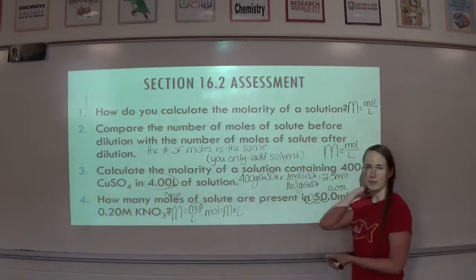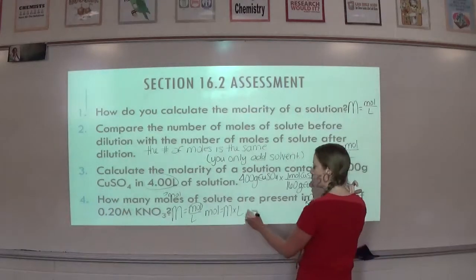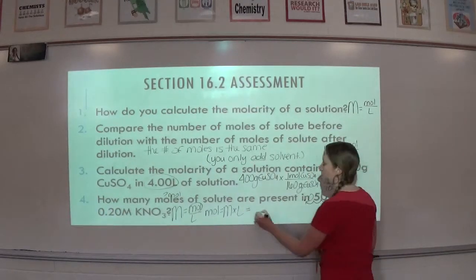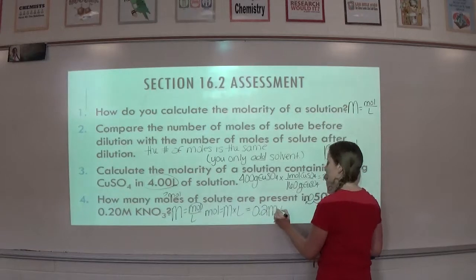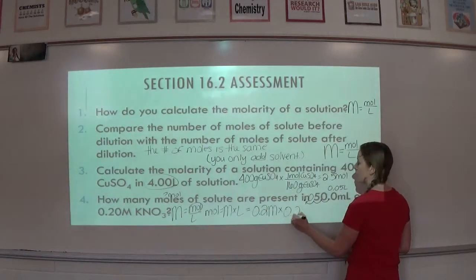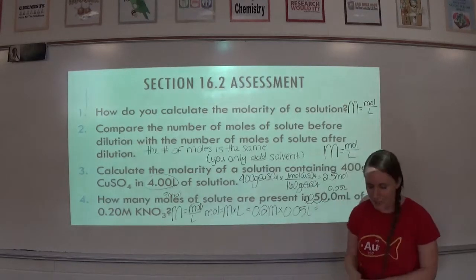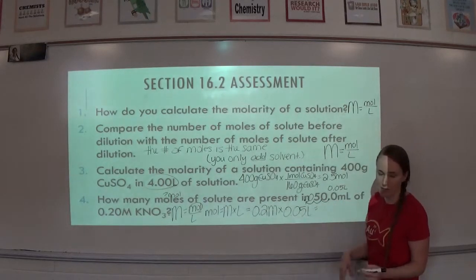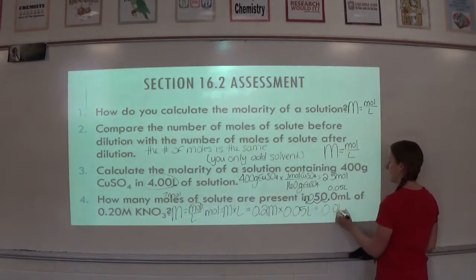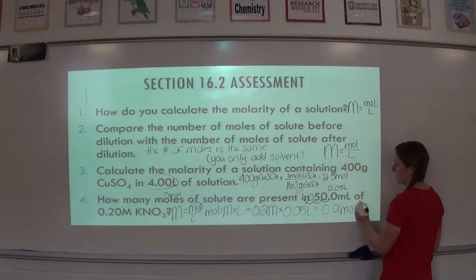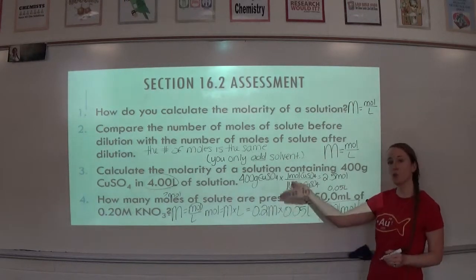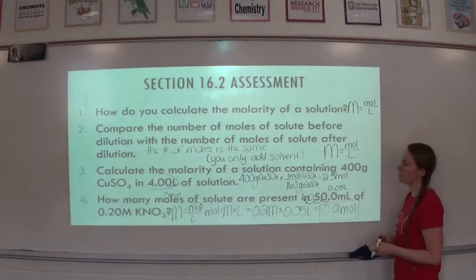Since I already showed you how to rearrange that, I'm not going to show you again. Just multiply both sides by liters. And then you just plug in. So my molarity is 0.2 molar. My liters, we changed to 0.05 liters. And so then once I multiplied, there's no dividing this time, I got 0.101 moles. Because remember, molarity is moles per liter, and so the liters will cancel.